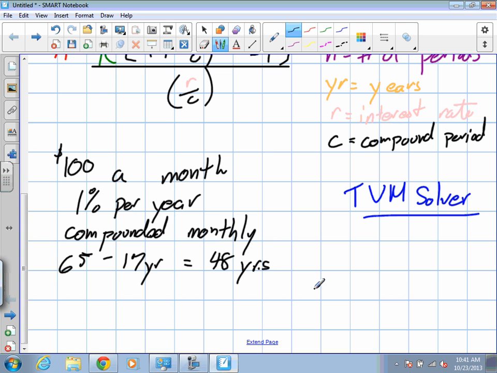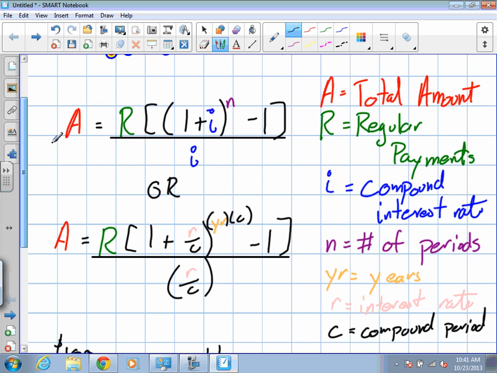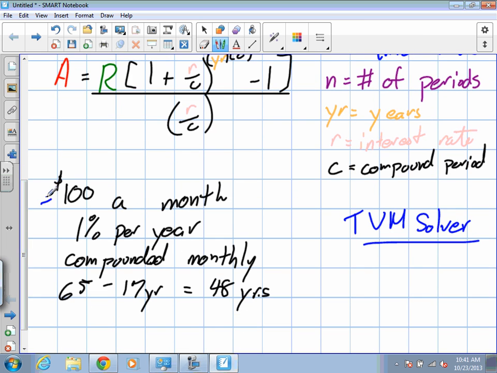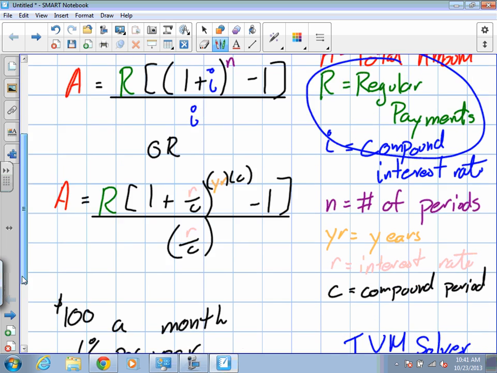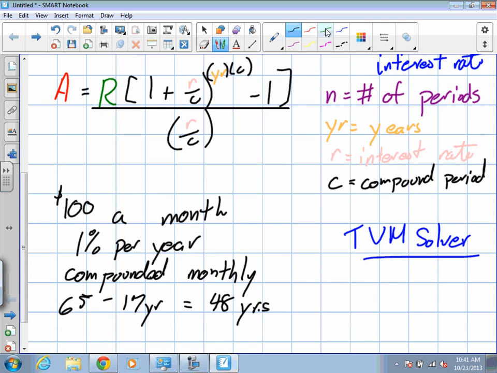So what we're going to do now is we're going to talk about what each of these are in reference to our formula, this information. So, if I'm going to be putting in $100 every month, which of these do you think that refers to? Every month I'm going to put in $100. Regular payments, that's right. Those are our regular payments. We're going to be putting $100 in every month. So our R are our regular payments. In your TVM solver, they may ask you something like that.